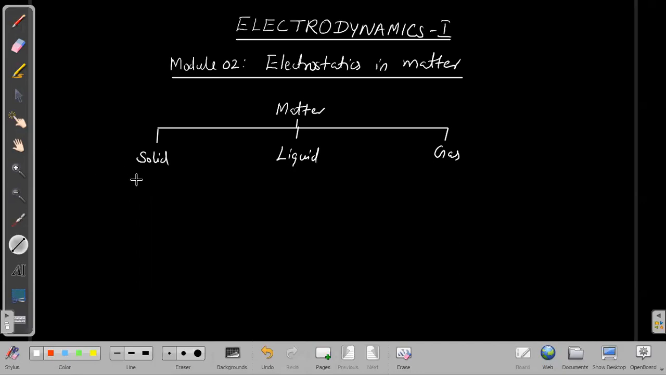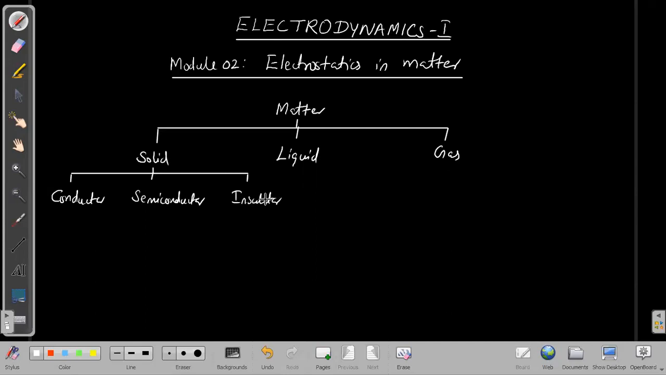So, what are those electrical properties? Can you guess? What is the classification of solid according to the electrical properties? So, three main categories are conductor, and semiconductor, and finally insulator. So, insulator is also called dielectrics.